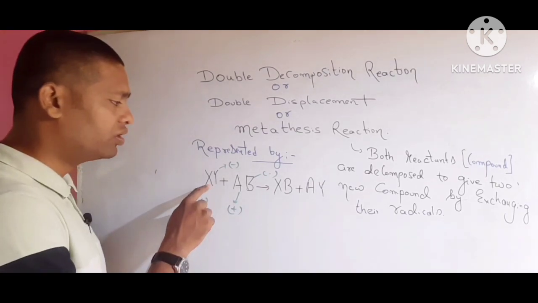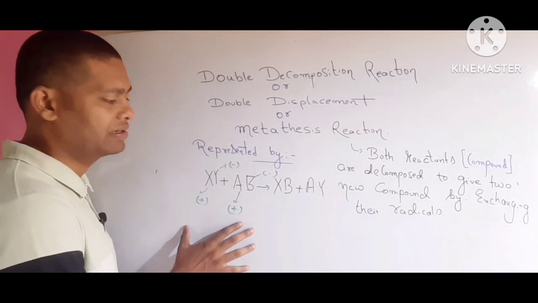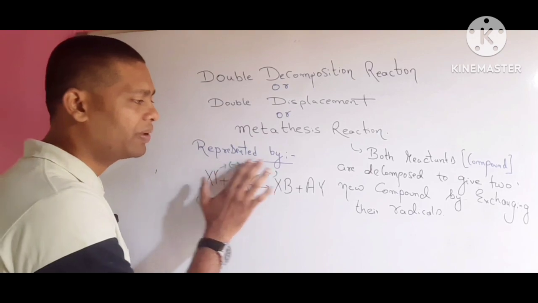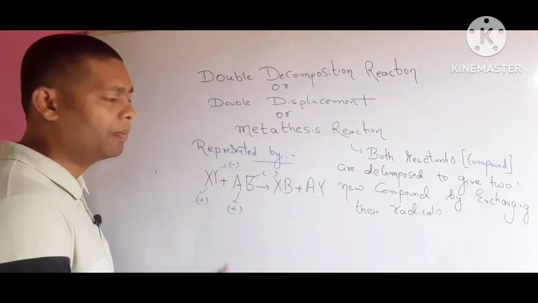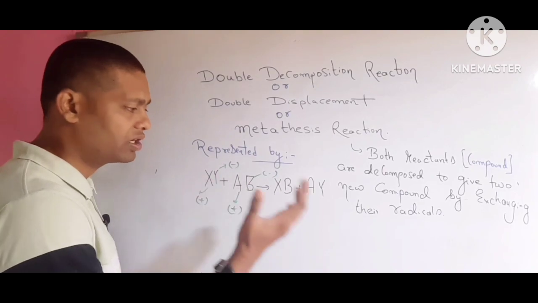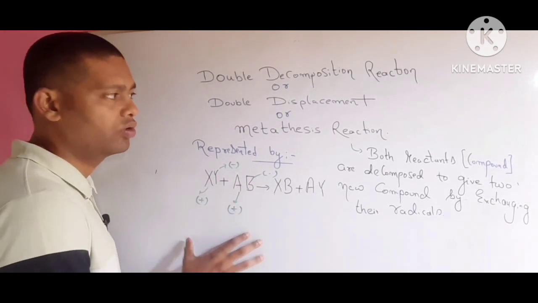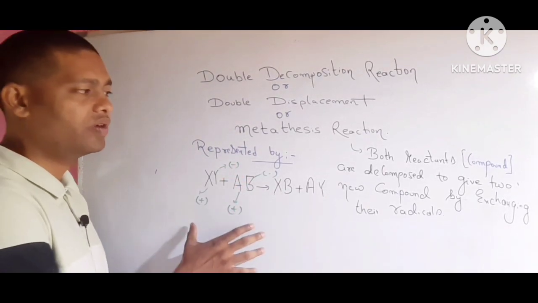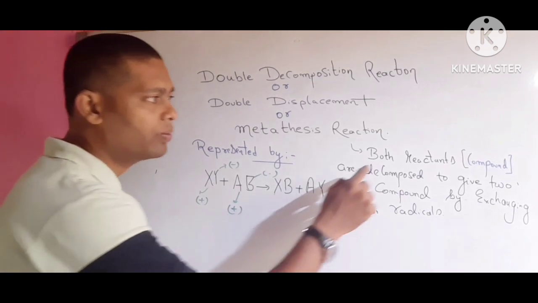Sir, how did you come to know this is positive, negative? It's just symbols, it's only a representation form. Now I will show you the compounds, where you will come to know. Obviously, metals will be positive and non-metals will be negative. From there we will come to know. This is the way they represent this. So you understood that both are reactants.